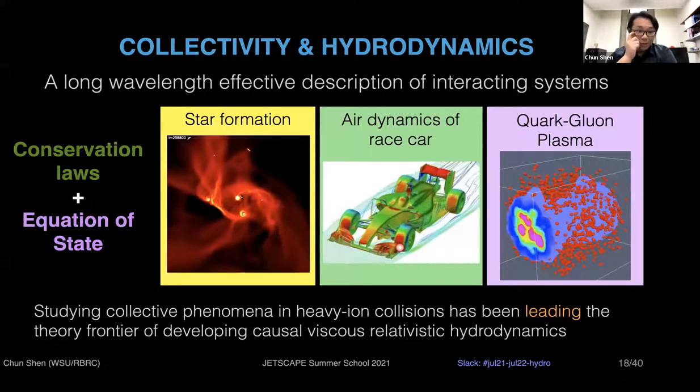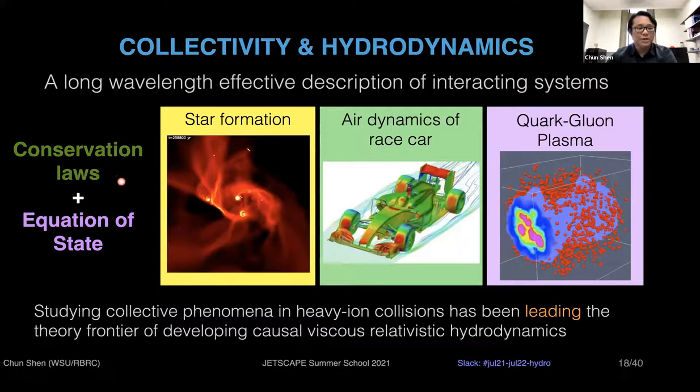Now let's talk about one of the main components of this hybrid framework, which is hydrodynamics, which will help us explore the collectivity of the system. Hydrodynamics can be understood as a long wavelength effective description of the strongly interacting system. It mainly depends on two ingredients. One is the conservation law of energy and momentum. And if you have a conserved charge, there's also a charge conservation equation.